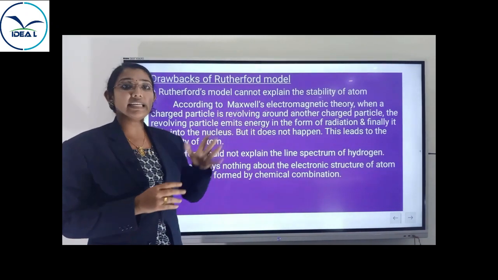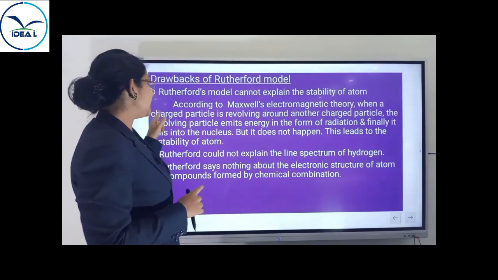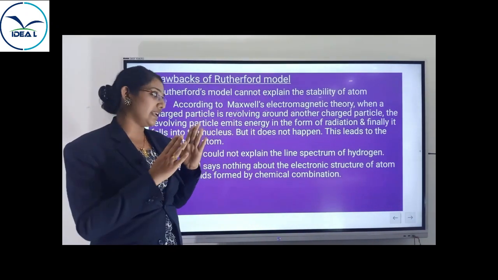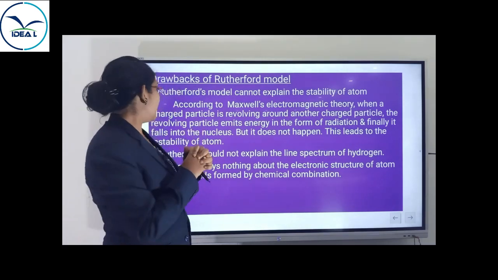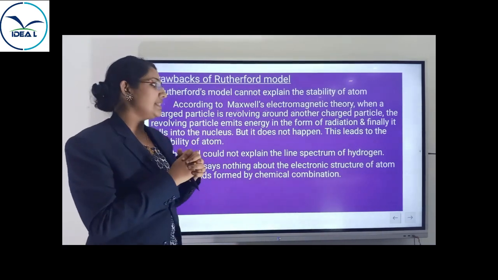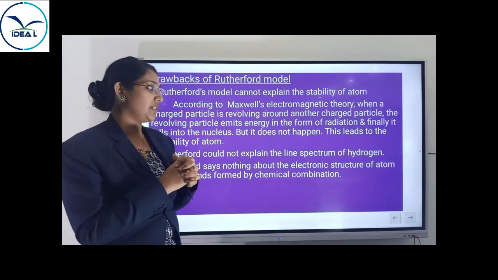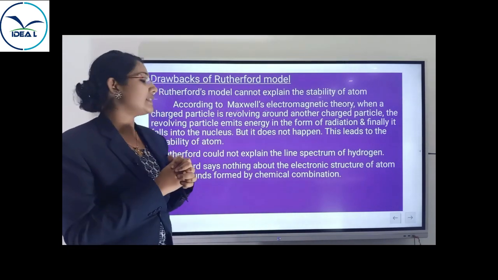According to Maxwell's electromagnetic theory, when a charged particle revolves around another charged particle, the revolving particle emits energy in the form of radiation and finally it falls into the nucleus.